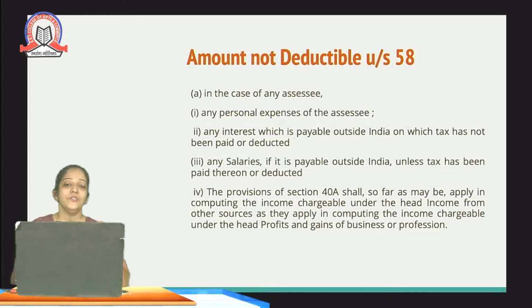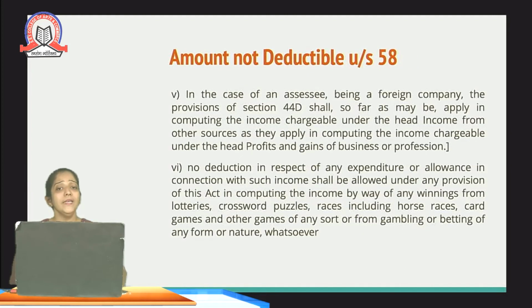The provisions of section 40A shall, so far as may be, apply in computing the income chargeable under the head income from other sources. So here, provisions of section 40A are also applicable. If it is a foreign company and the assessee is getting any income from that company, section 44D will be applicable, and no deduction will be allowed in respect of any expenditure or allowances in connection with income related to winnings from lottery, crossword puzzles, gambling or betting.